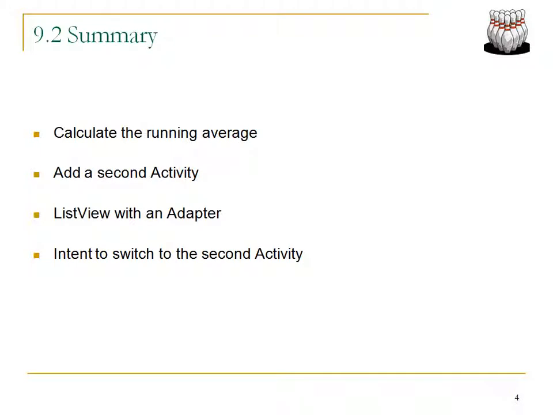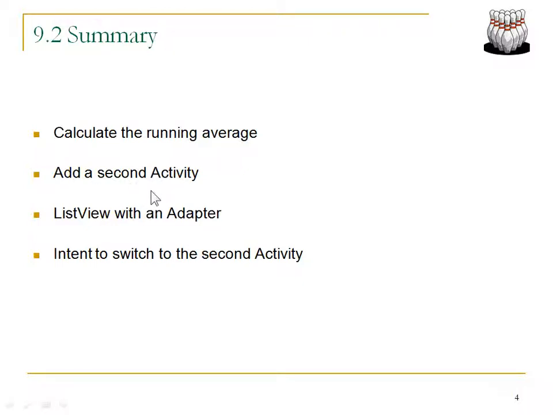So what did we do in this one? We made some changes to the bowling scores class to calculate the running average using a static method, and we added one more instance variable to the class. We implemented the comparable interface and we overrode the equals method so that we could sort the data using the collections class.